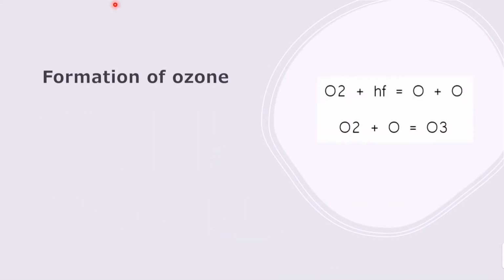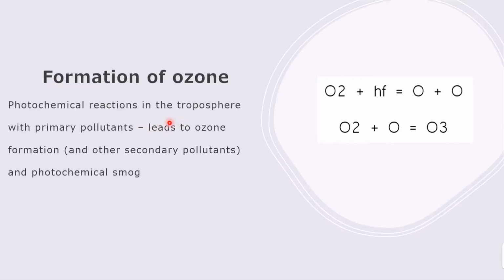So now looking at the formation of ozone. In the troposphere, it's photochemical reactions. So photochemical reactions in the troposphere, which is closer down to Earth, with primary pollutants. These are directly emitted from a source, stuff like carbon dioxide. And this leads to ozone formation.